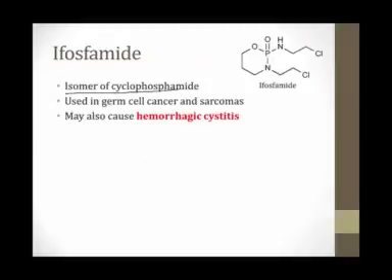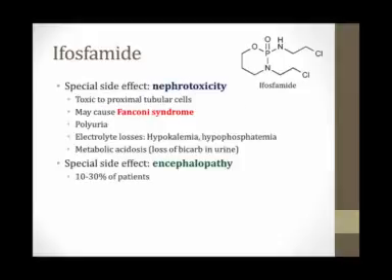Ifosfamide is an isomer of cyclophosphamide. It's used in some germ cell cancers and sarcomas, and just like cyclophosphamide, it can also potentially cause hemorrhagic cystitis. Two special side effects of ifosfamide are nephrotoxicity and encephalopathy. Ifosfamide is toxic to proximal tubular cells, so it can potentially cause the Fanconi syndrome.